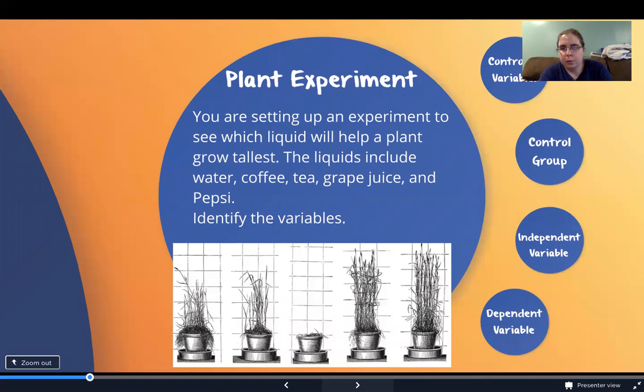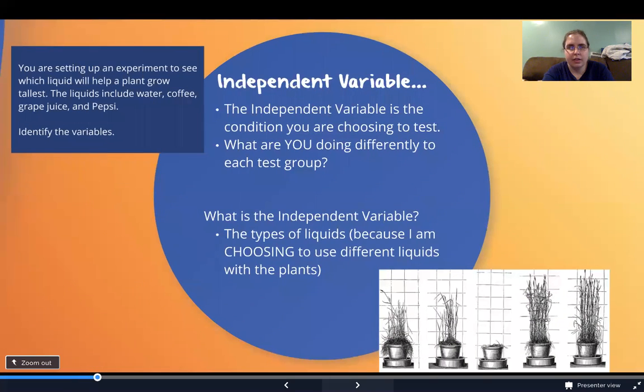All right. So my independent variable is, what am I choosing to do differently? Well, let's take a look. In this experiment, I want to test to see which liquid will help plants grow tallest. So the condition that I am testing, the thing that I am choosing to do differently in each of these groups, would be the type of liquid. So the type of liquid would be my independent variable. I am choosing to give this plant water and that plant coffee and that plant tea, and so on and so on. It is what I am choosing to do differently. So that's why the type of liquid would be my independent variable.